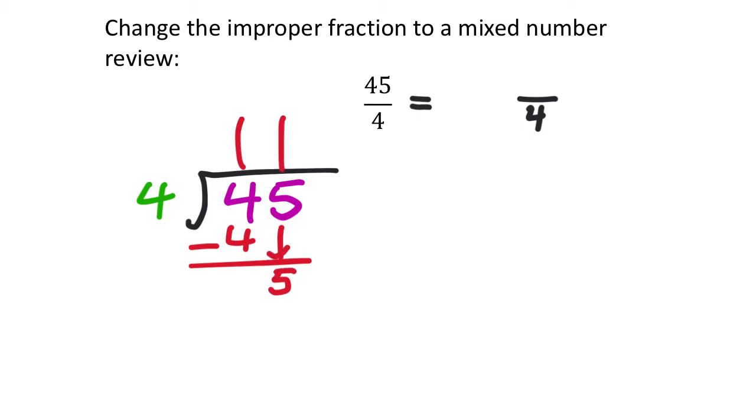4 goes into 5 once. Again, 1 times 4 is 4. And when I subtract that, that takes care of all the ones. So that's my remainder right there. Okay, so my quotient was 11.